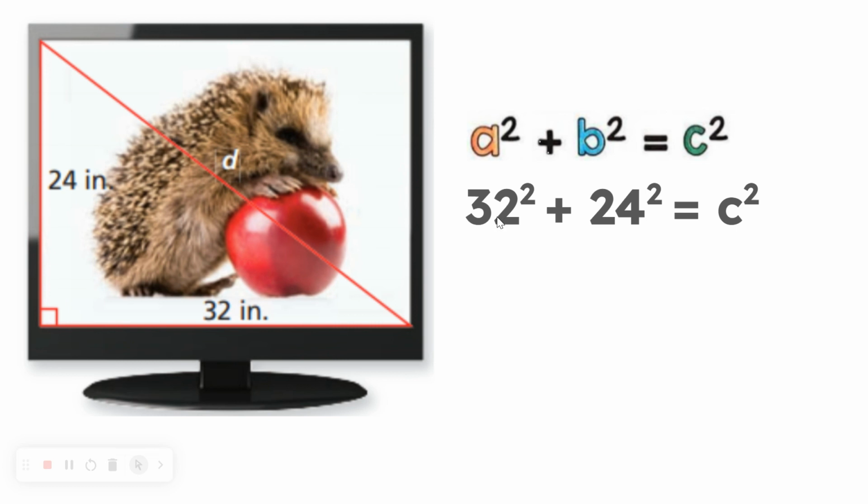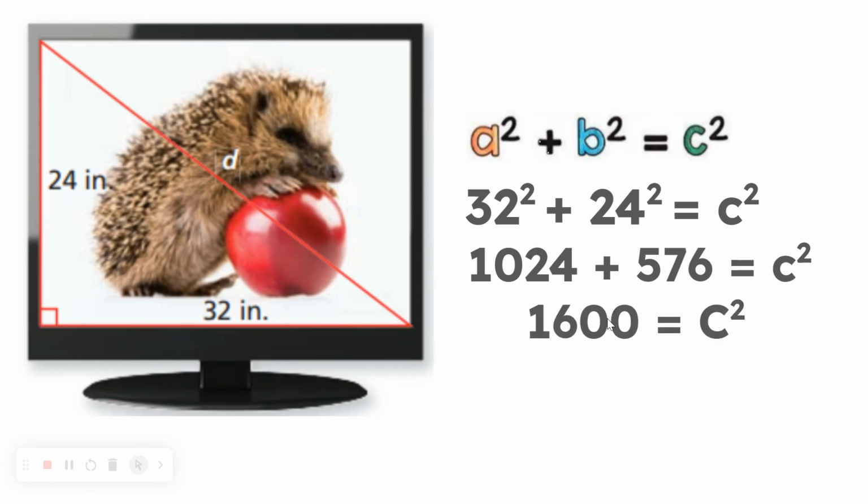So now in my calculator, I'm going to do 32 squared. So I'm going to type 32 and hit that x squared button. Same thing for 24. I'm going to type 24 and hit that x squared button. And we find that we get 1024 plus 576 is equal to c squared. We have to get this sum. We're going to add them together. And we get 1,600 is equal to c squared.